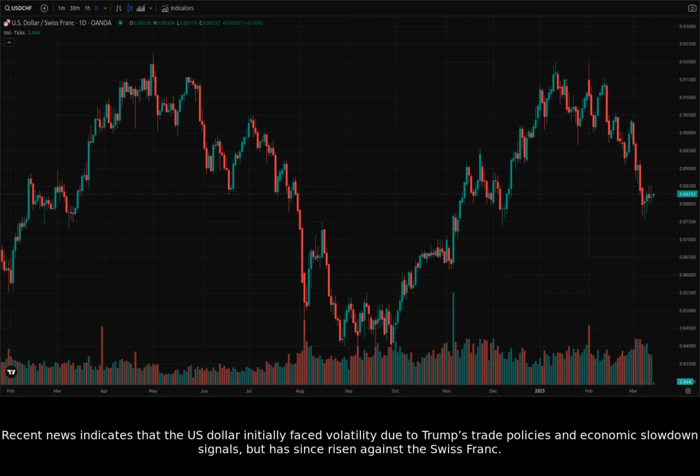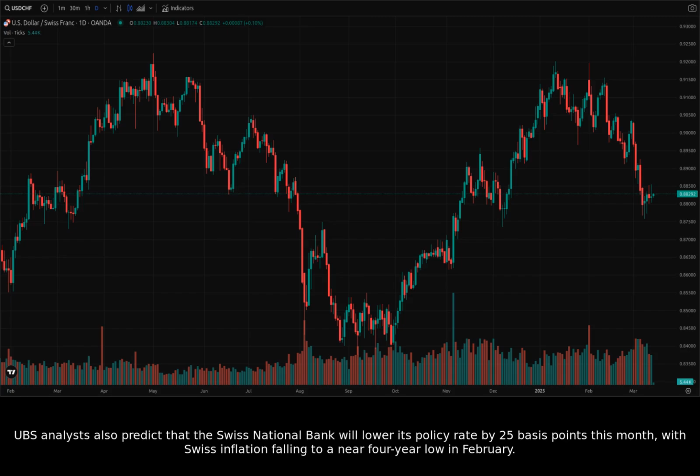Recent news indicates that the US dollar initially faced volatility due to Trump's trade policies and economic slowdown signals, but has since risen against the Swiss franc. UBS analysts also predict that the Swiss National Bank will lower its policy rate by 25 basis points this month, with Swiss inflation falling to a near four-year low in February.